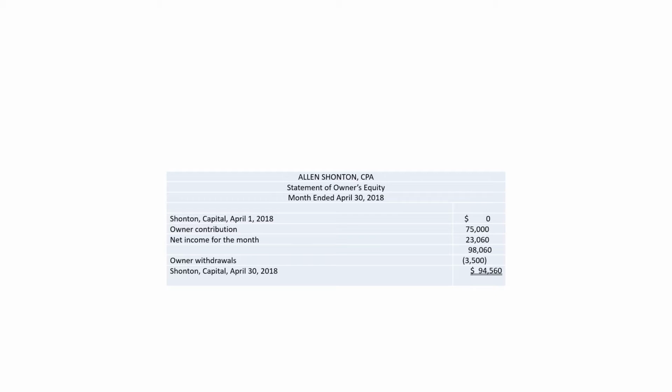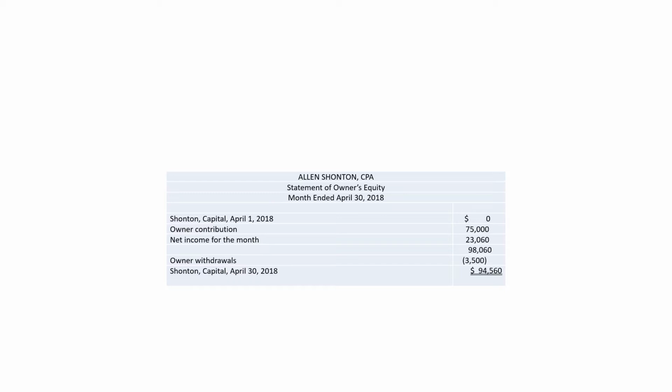Now, since we're showing how equity changed for a period of time, we need to know where it started. And whenever a company starts, just like when you open up a new savings account or checking account, you always start with a zero balance. So Shotton's capital as of the beginning of the month was zero. The first thing we do is report items that increase equity. Well, the owner contribution definitely did. So we take the information from that column, $75,000.